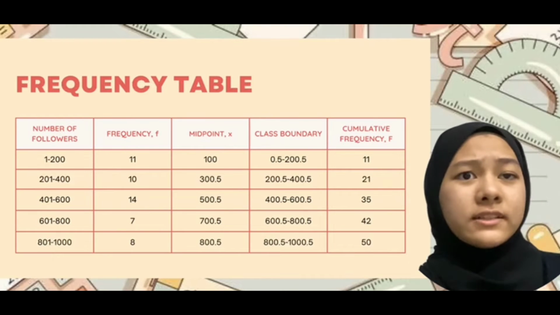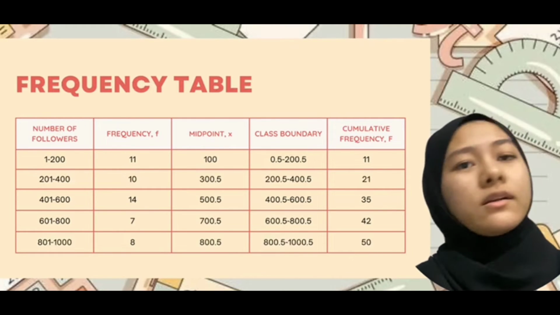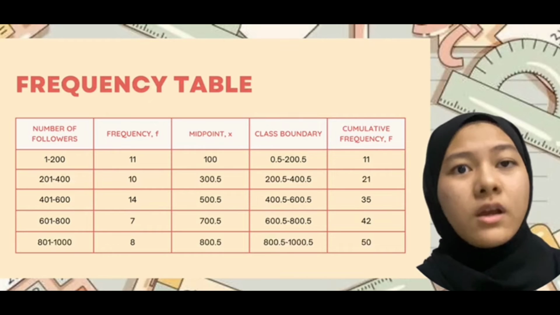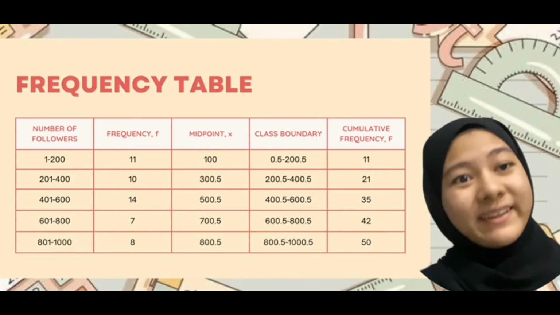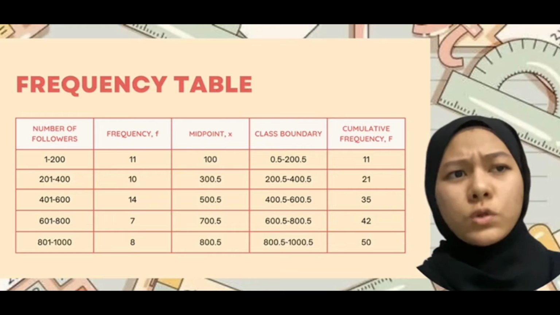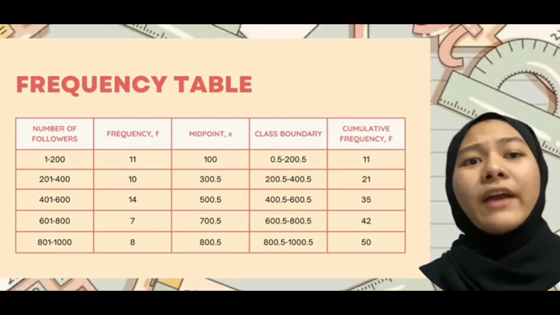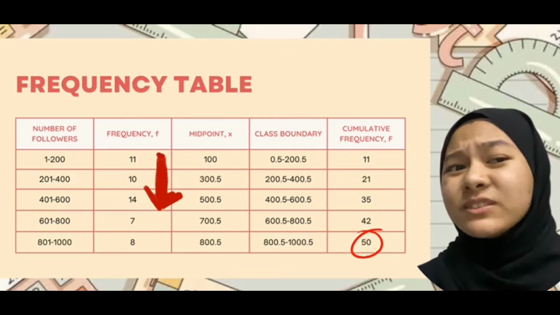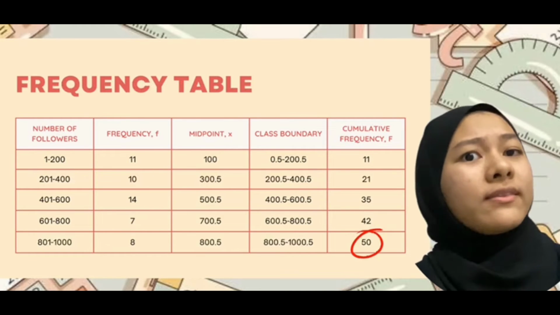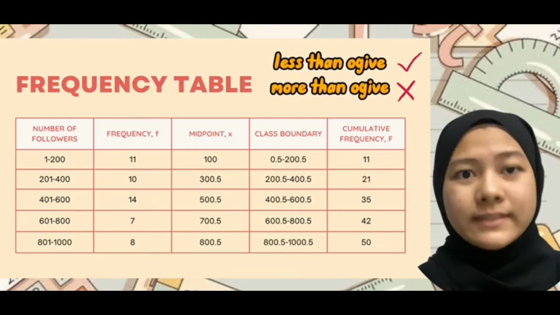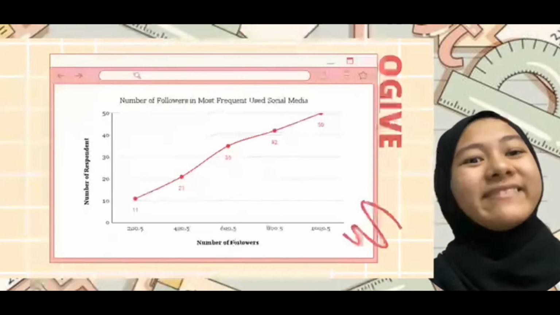And notice that I've added several other elements such as midpoint, class boundary and cumulative frequency. The main reason is because I want to create a graph, which is an ogive graph. The ogive graph has 2 types. Which one will I choose? For my cumulative frequency, I've added until I get the total frequency at the bottom row. With this, the type of ogive that I will draw is the less than ogive, and it looks like this.